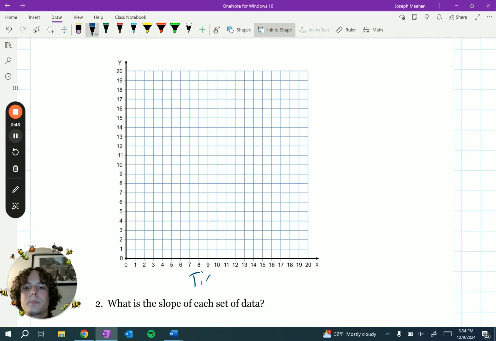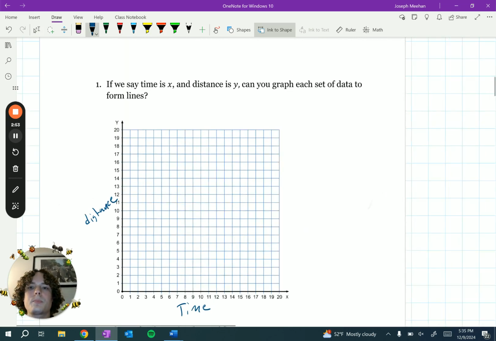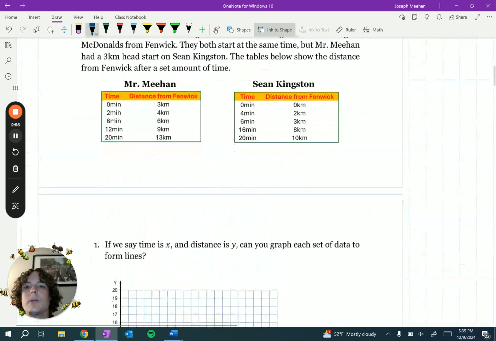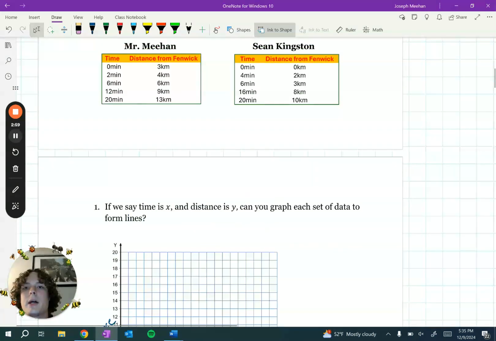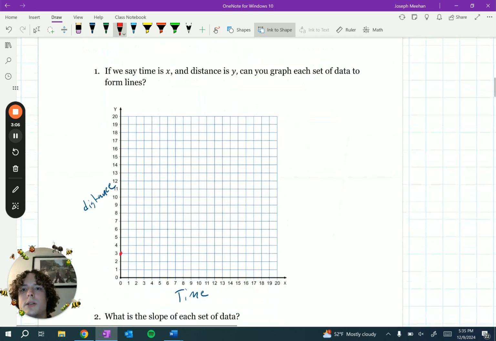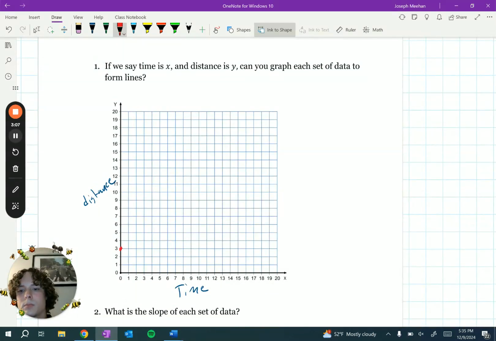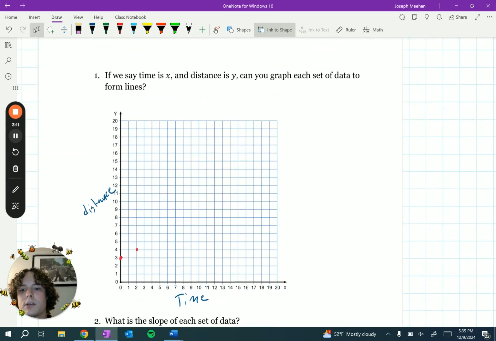This is time, and this is distance. All right, let's graph it. So let's graph my line. We'll graph mine in red. At 0 minutes, I was at 3 kilometers. At 2 minutes, I was at 4. At 6 minutes, I was at 6.